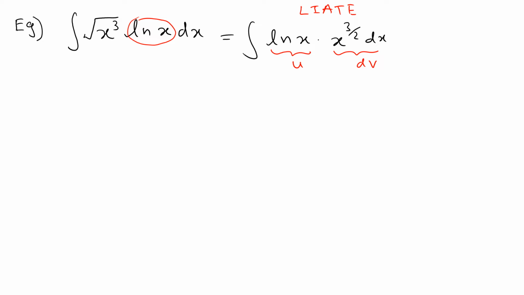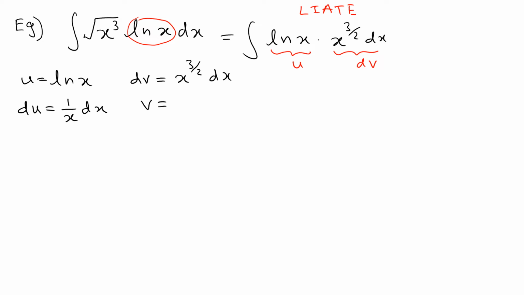Clearly this is the u term, and this is the dv term. So you get u equals ln x, and dv equals x to the 3 halves dx. So we take the derivative of the first one, so we can write du equals the derivative of ln x, which is 1 over x dx, and then for v, you're going to add 1 and divide, so it's going to be 2/5 x to the 5 halves. So then we can write the final answer now.